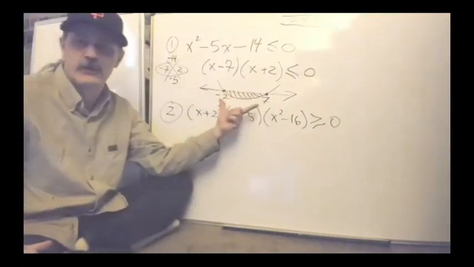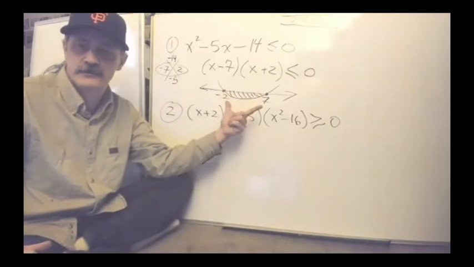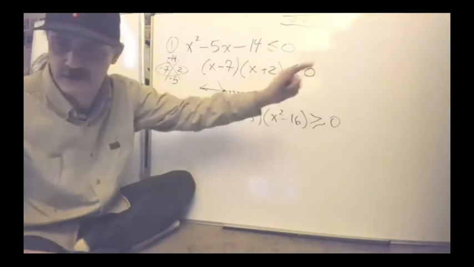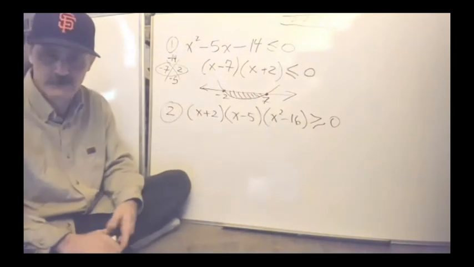All right, so your inequality symbol is going to be greater than or equal to negative 2, less than or equal to 7. And I'll just say that. Okay, I'm not going to write that down.